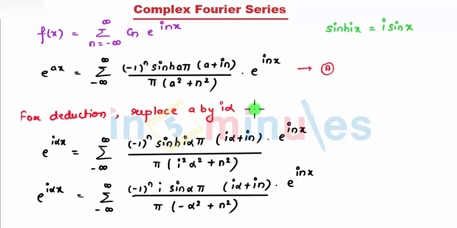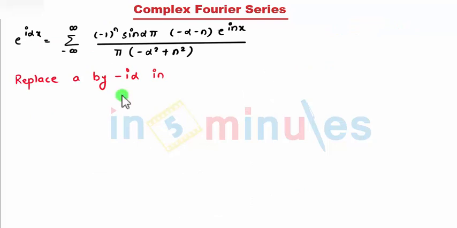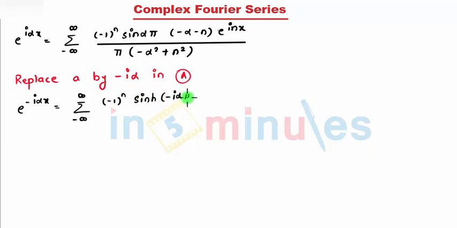So where I replaced A in equation number A, again I say here, replace A by minus I alpha in equation number A. So let's start. After replacing, I get e raised to minus I alpha x, which is equal to the summation from minus infinity to infinity of minus 1 raised to n. Here it becomes sine hyperbolic. Now it is minus I alpha into pi, and then which gets divided with pi into.